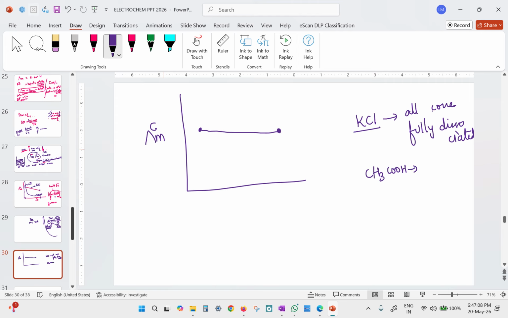See, in the case of KCl, at all concentrations, be it higher or lower, it was 100% dissociated. Here also 100% dissociated. So what is the point in diluting? What advantage do you get on diluting? To reduce interionic forces. That's all. That is the advantage. So it's giving 100% already. By diluting, you are getting weakened interionic forces, so it contributes some more. So the value increases by a small amount.